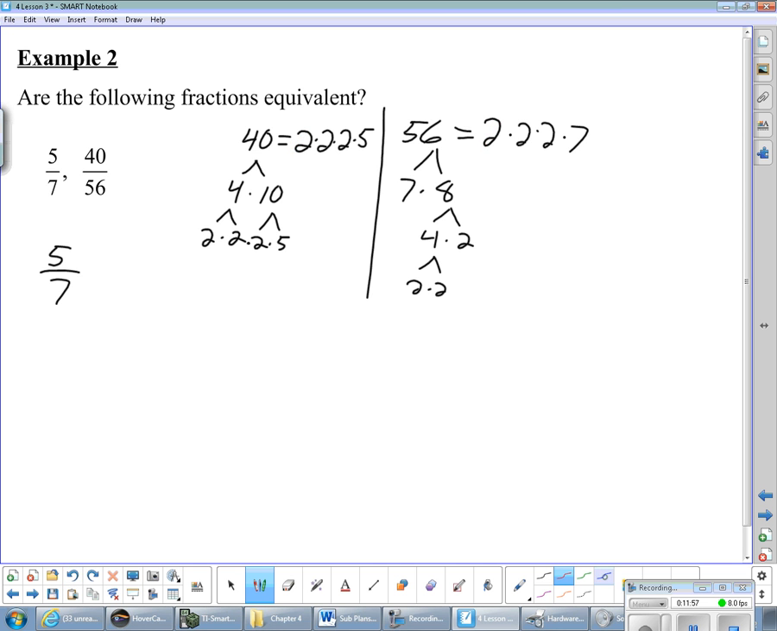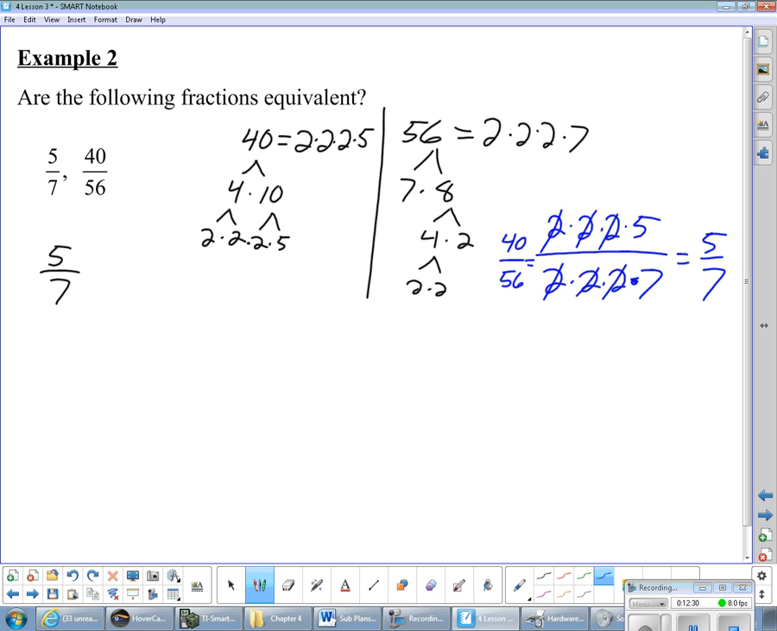So we're going to write this as a fraction then, and we're going to put 2 times 2 times 2 times 5 all over 2 times 2 times 2 times 7. That's multiplication. And this is what 40 over 56 equals. And so now we look and the 2's cancel, 3 2's in each one, and what we're left with is just 5 over 7, which is the fraction we wanted to see if they were equal. So yes, the answer would be yes.